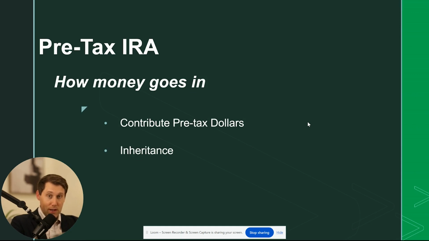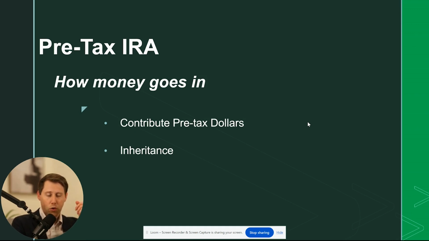However, as you can see, the next one is inheritance. For the Roth, the second bullet was conversions. There is no conversion to get money into a pre-tax IRA, unlike the Roth counterpart. And the reason for that is when you do a conversion to a Roth, you're taking a pre-tax and converting it into a Roth. There's nothing that can go from a Roth account back to a pre-tax, and you would never want to do that anyways. So conversions is not a way to get money into a pre-tax IRA. You have to do contributions.